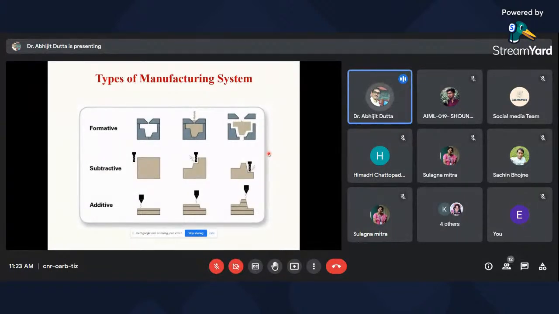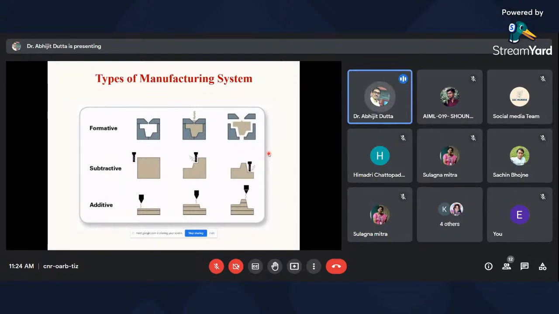Now, the subtractive manufacturing system: we have a lump of material, then we have to subtract from it to get our desired shape, as you can see in the figure, with the help of different cutting tools, carpentry, turning, drilling, milling, shaving, gear cutting, thread cutting. These all belong to the subtractive manufacturing systems.